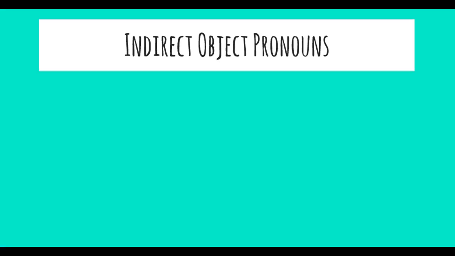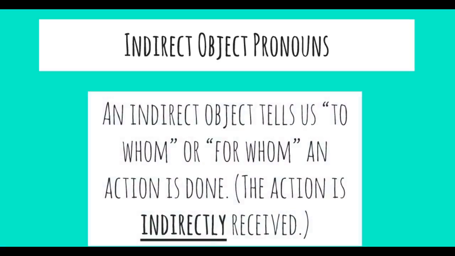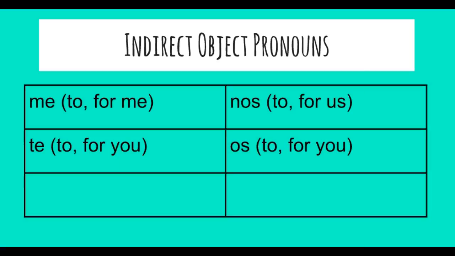Okay, let's move on to indirect object pronouns. An indirect object tells us to whom or for whom an action is done. So that person might indirectly be receiving the action, but it's not done exactly to that person. There's usually another entity involved.